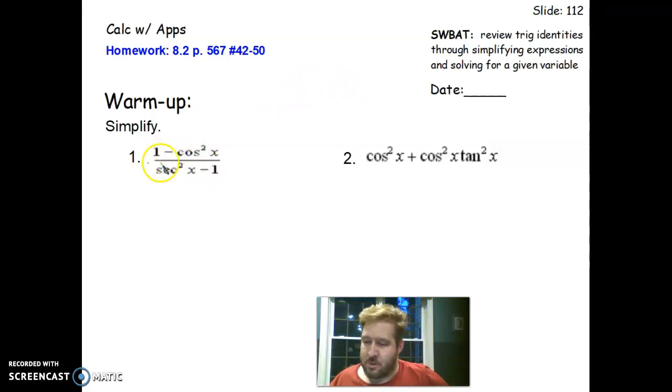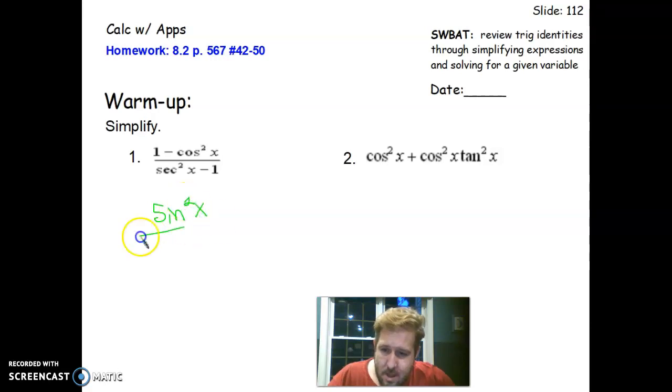The first one, 1 minus cosine squared of x ends up being sine squared of x, and secant squared of x minus 1 is tangent squared of x. So that's just using those trig identities.